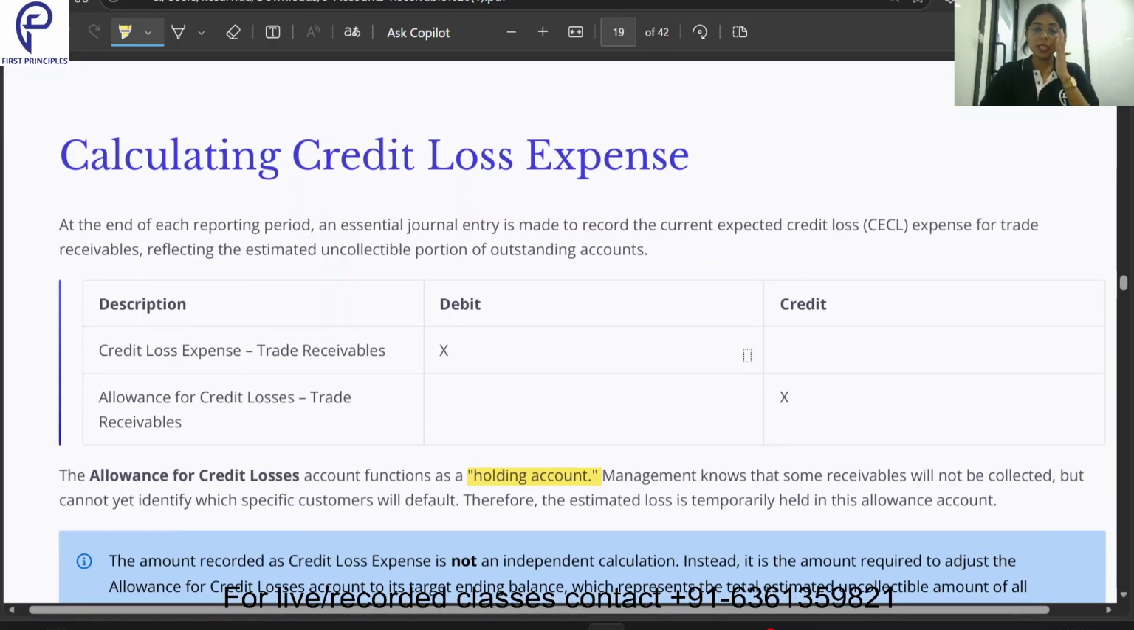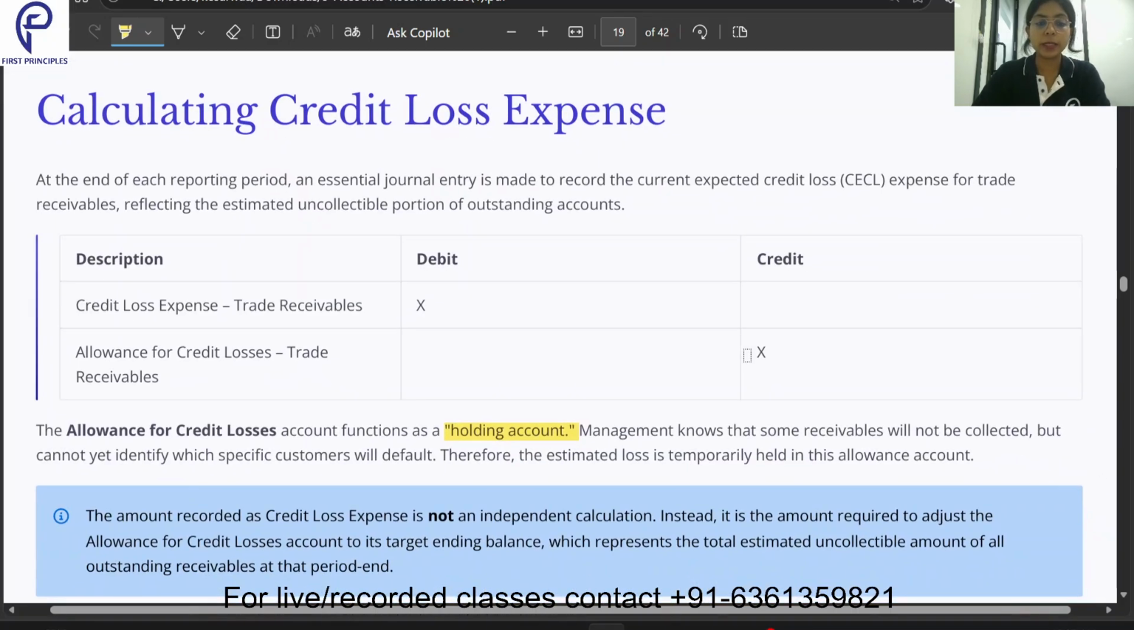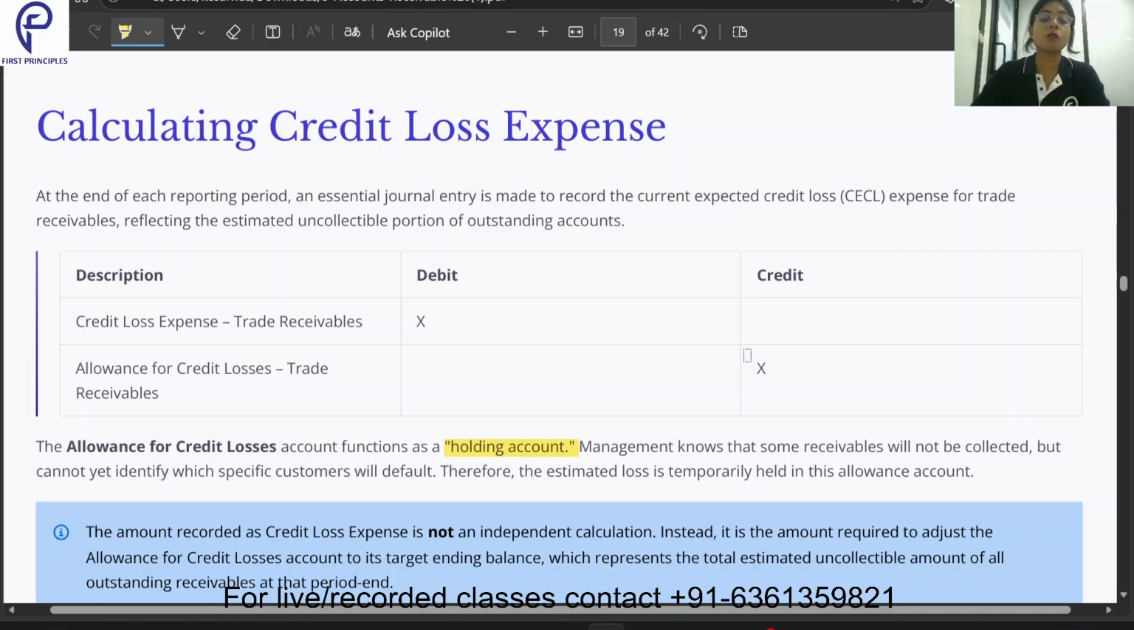Now, calculating the credit loss expense. First of all, the allowance for credit loss account is a holding account. At the end of each reporting period, we pass a journal entry which we have already seen above: we debit the credit loss expense, which will be recorded in my income statement, and credit the allowance for credit losses trade receivable account. So where will this be recorded? It will be recorded on my balance sheet.